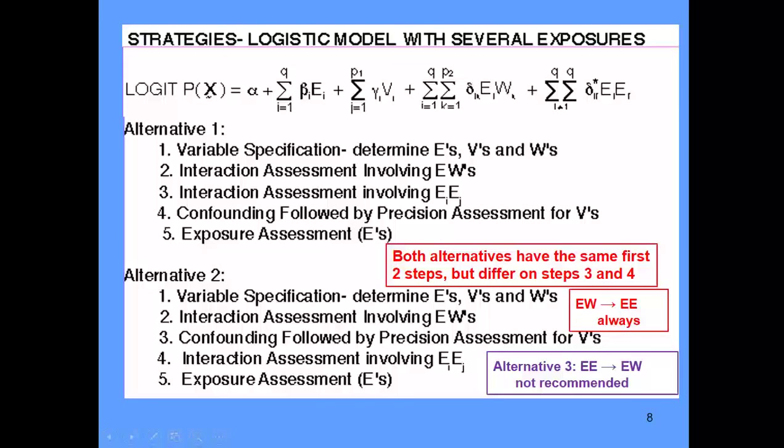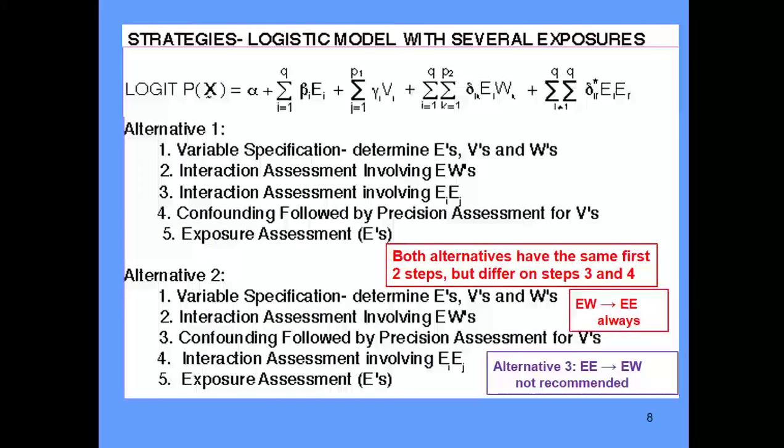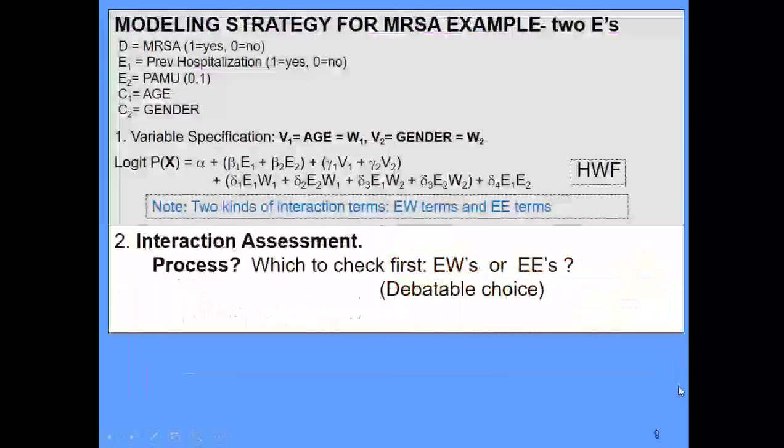An alternative approach, which is not listed here, might be alternative 3, which says to look at EE before you look at EW. But I don't recommend you do this. Even though there's just about nothing you can't do, you could do this, but there's a reason why I recommend against it, and you can take it or leave it. So what I'm asking here is which do you do: EW before EE, or EE's before EW's? Which to check first, EW's or EE's?